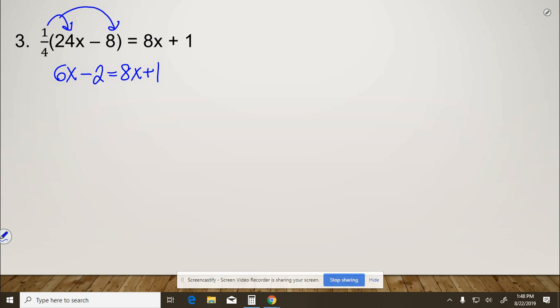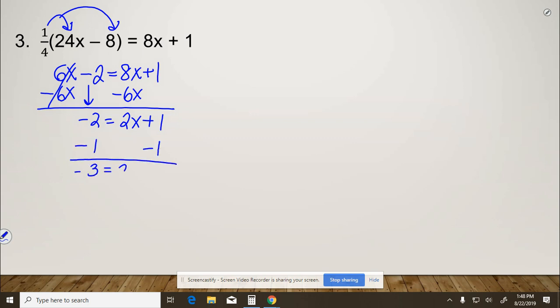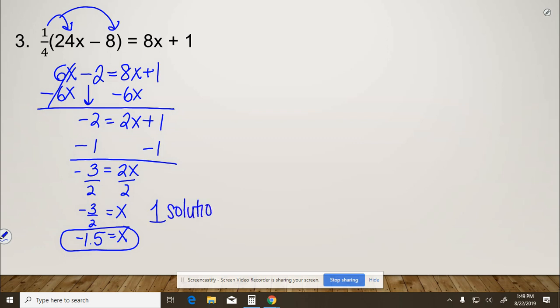So we're going to subtract 6x from both sides, bring down negative 2. We get 2x plus 1. Subtract the constant, so negative 3 equals 2x. Divide by the coefficient, so x equals negative 3/2, which can also be expressed as negative 1.5. One solution. Okay, the one and only solution that will satisfy this equation is negative 1.5.